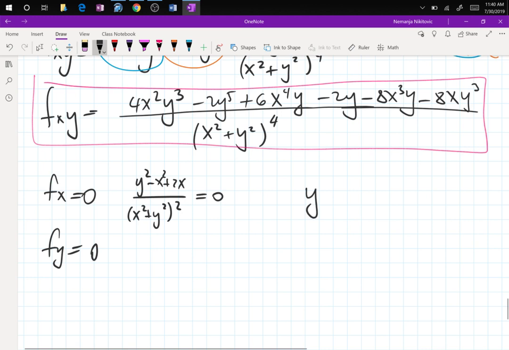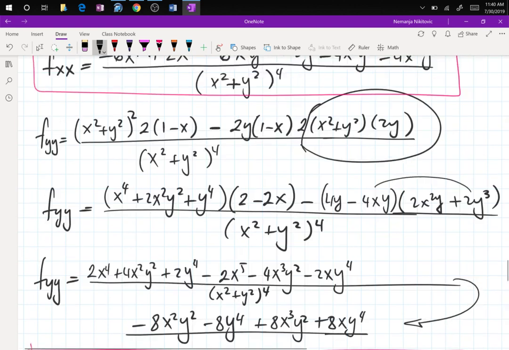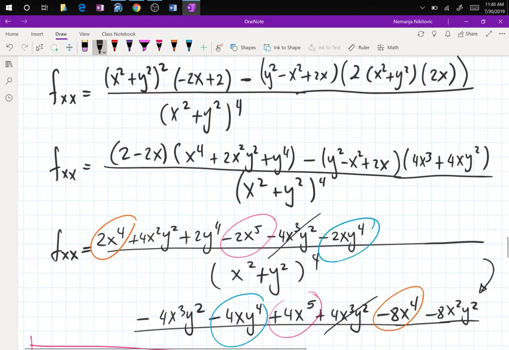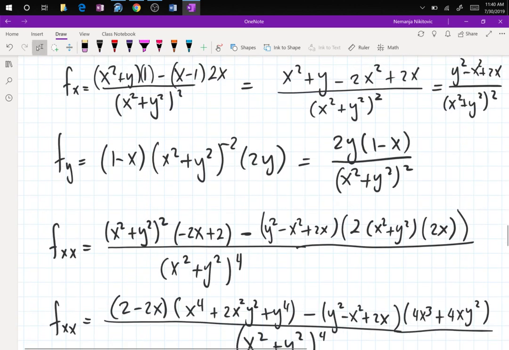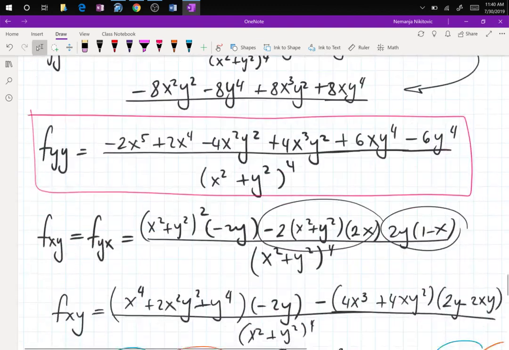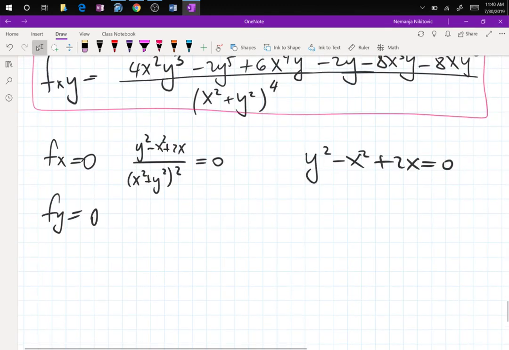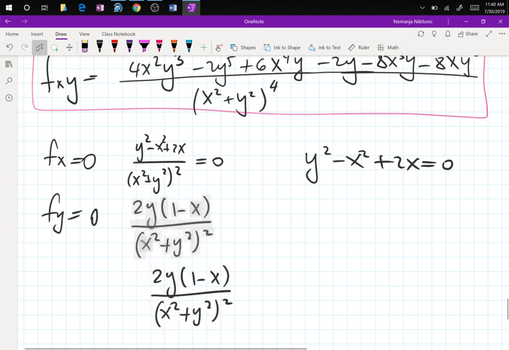From where we have the equation y squared minus x squared plus 2x equals 0. So that's one of the equations we have to solve. Now f_y, go up, look for f_y. There it is. This thing, copy, f_y equal to 0, and paste it right there.